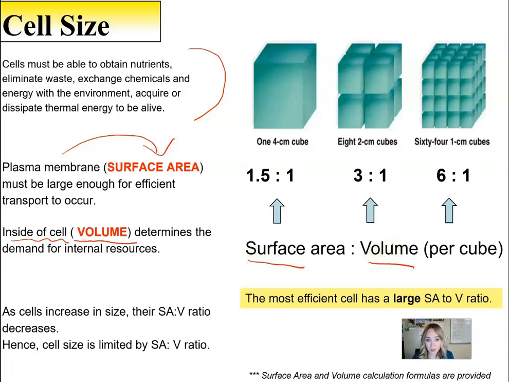How to do that, the formulas are given to you on the exam sheet, so you do not have to memorize them. So the only thing you need to do is be able to carry out the calculation. So here's an example. We have a 4-centimeter cube, and if we do the calculations of surface area to volume ratio, we're going to see that this ratio is 1.5 to 1.